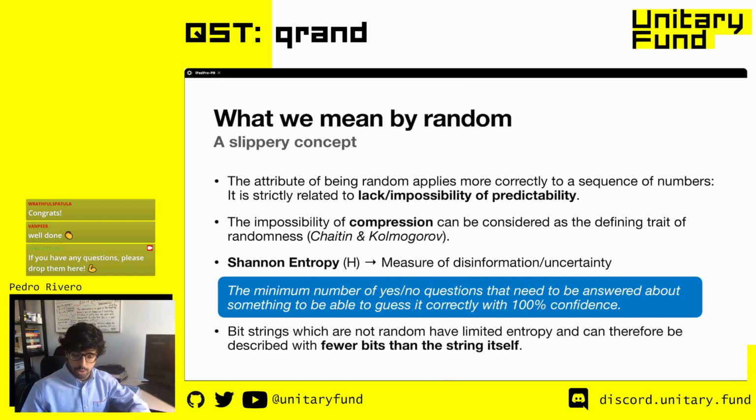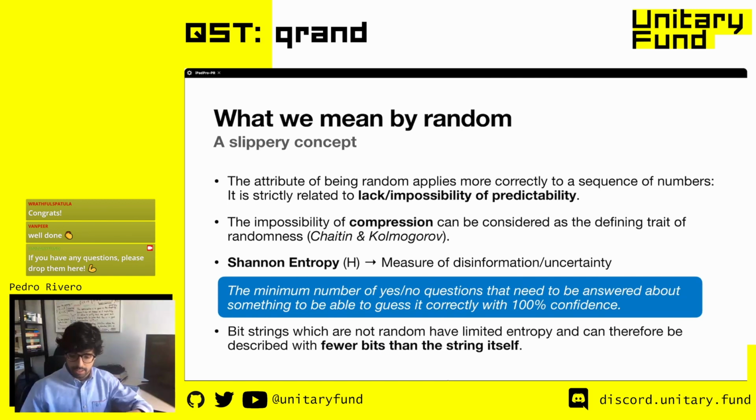To understand what randomness is and how we're going to measure it, we will be using Shannon's entropy, which is a measure of uncertainty or disinformation, and can be, in very simple terms, understood as the minimum number of yes/no questions that need to be answered about something to be able to guess it correctly with 100% confidence.